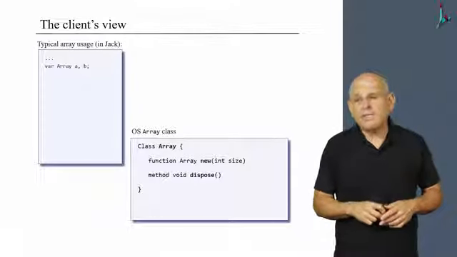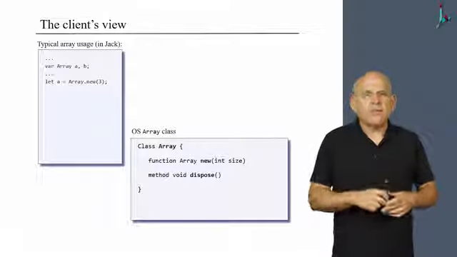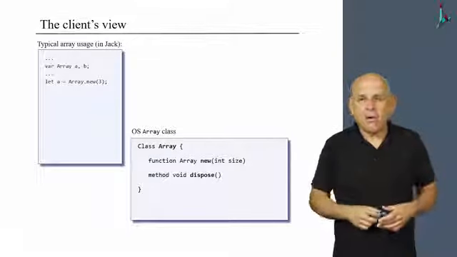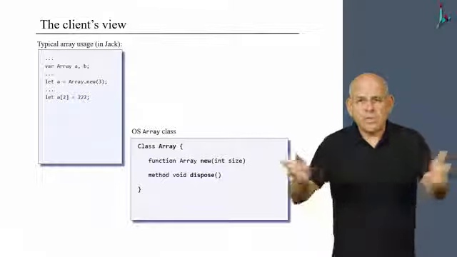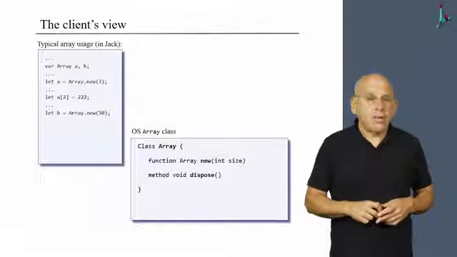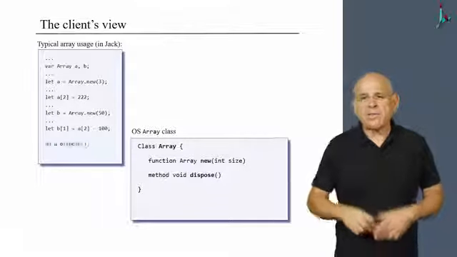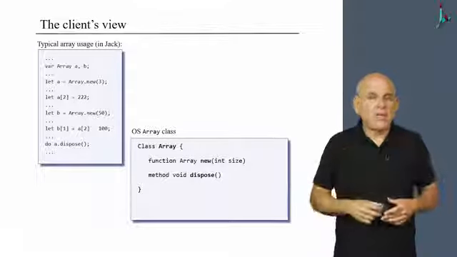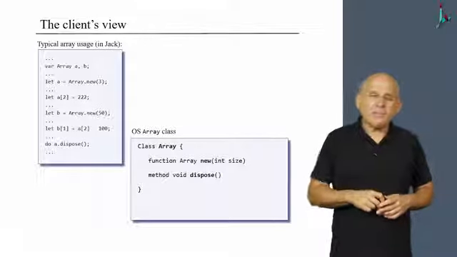Here's a piece of code that creates two arrays, A and B. And then the client says, construct an array of size 3 and let A point to it. And then we set A2 to some arbitrary number. Then we construct yet another array, and we set B to point at it. And then we set B1 to be A2 minus 100, and so on and so forth. And then at some point we say A dot dispose. So what you see here are typical array creation and manipulation commands.